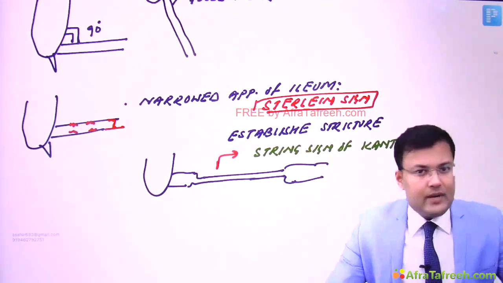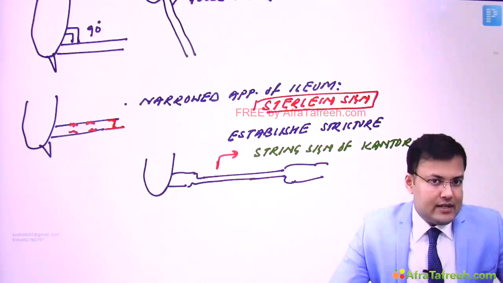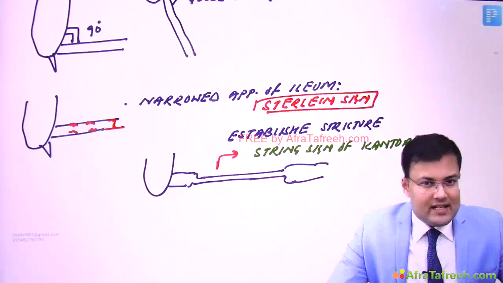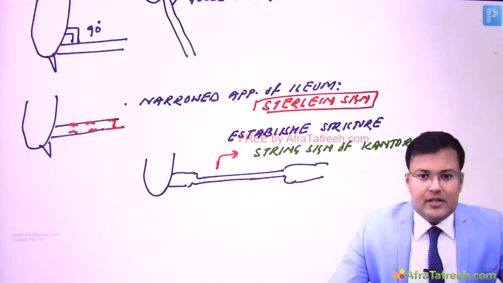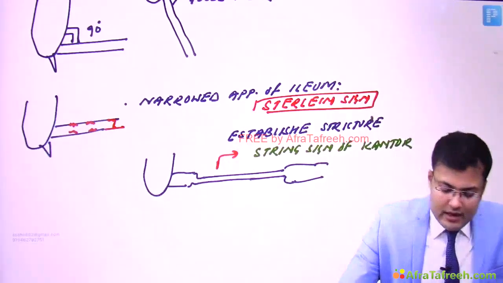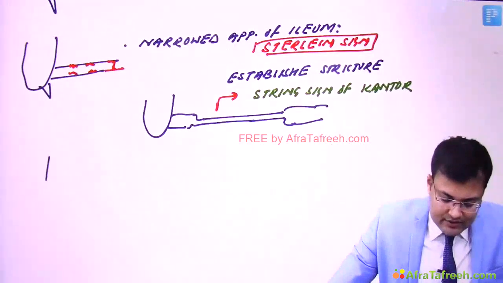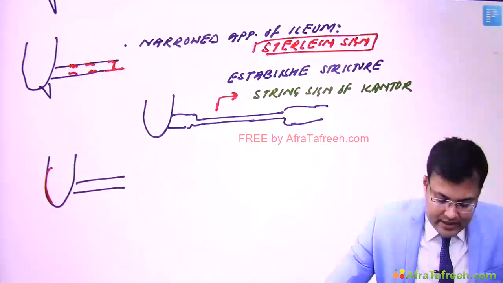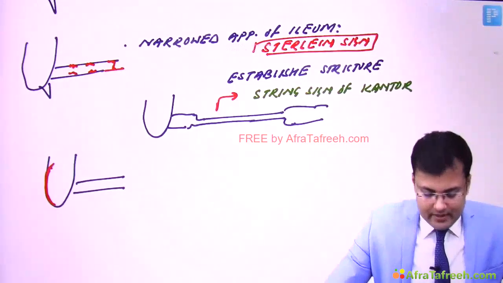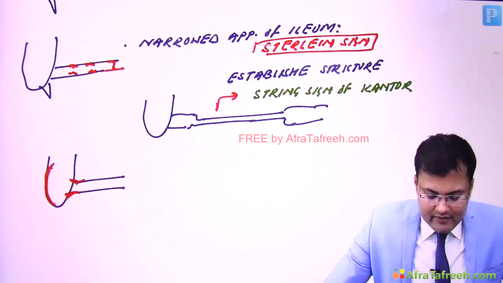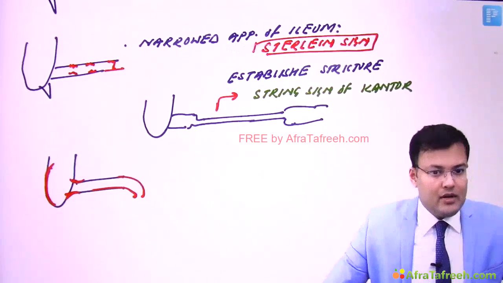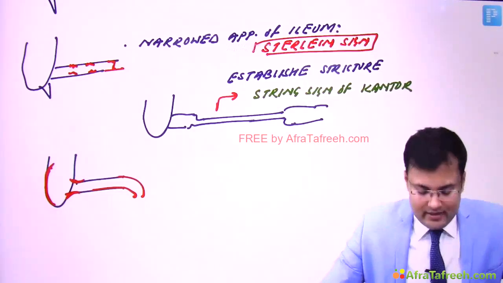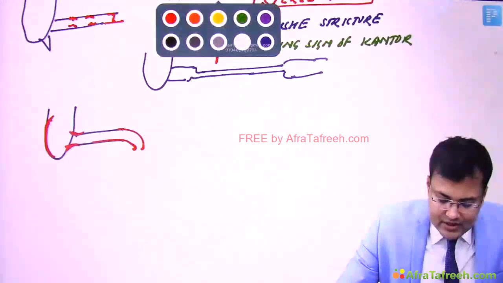So narrowed appearance of the ileum because of ulceration leading to hyperirritability is Sterling sign. Persistent narrowing because of established stricture is known as string sign of Cantor. Now see another sign. In patients of GI tuberculosis, sometimes there is a rigid cecum, thickened IC valve and narrowed ileum. So it looks like an umbrella. So what's the name of this sign? Umbrella sign. It is also known as Fleischner's sign.